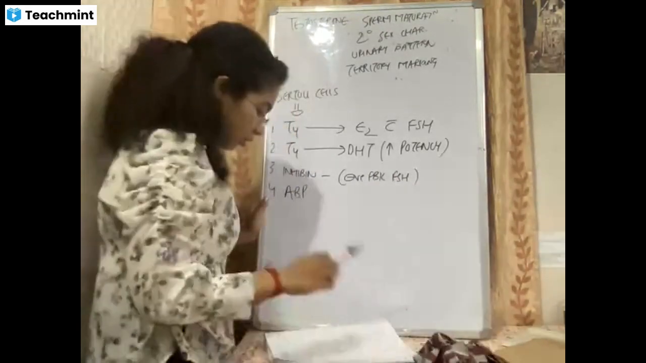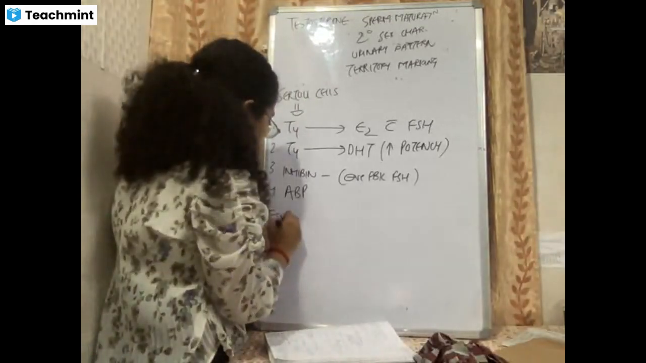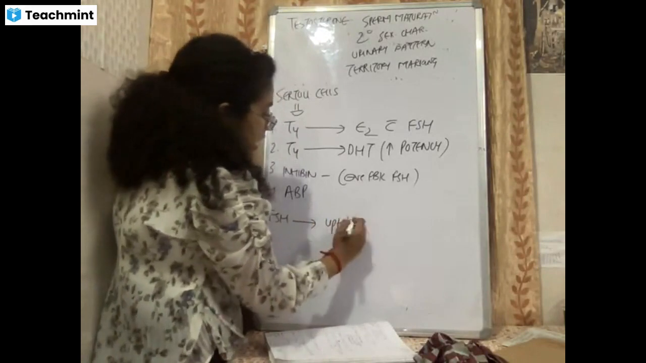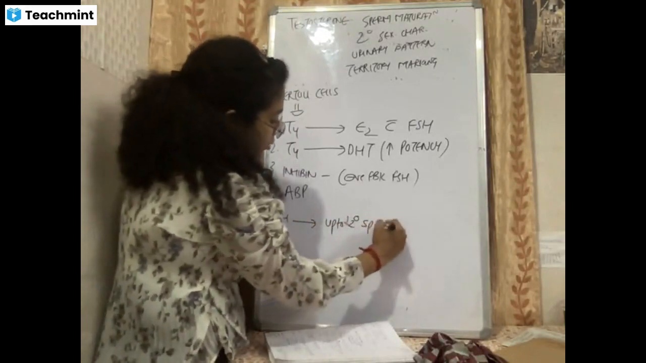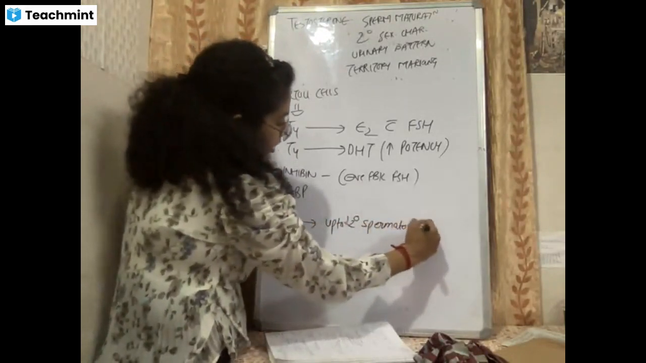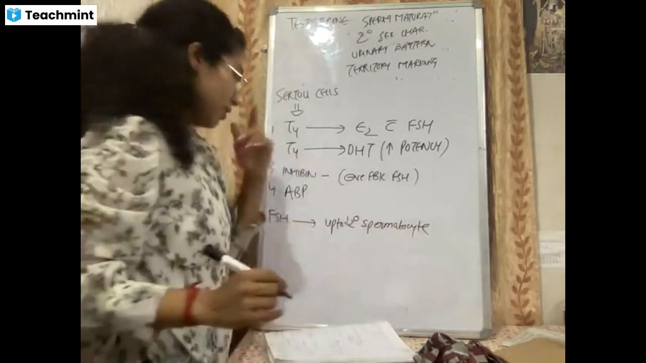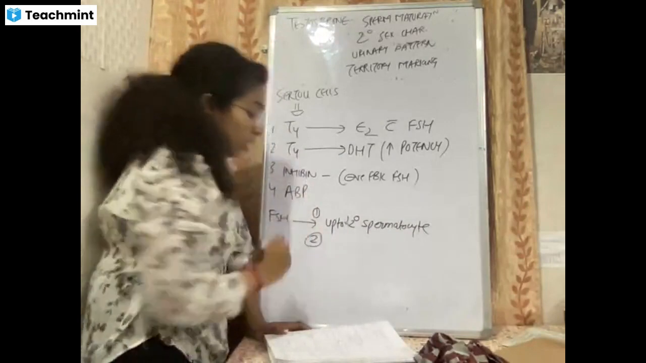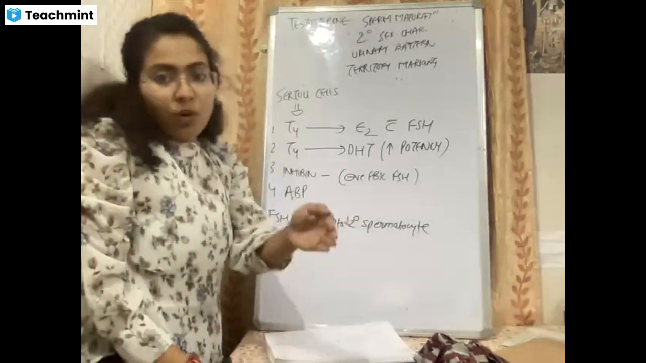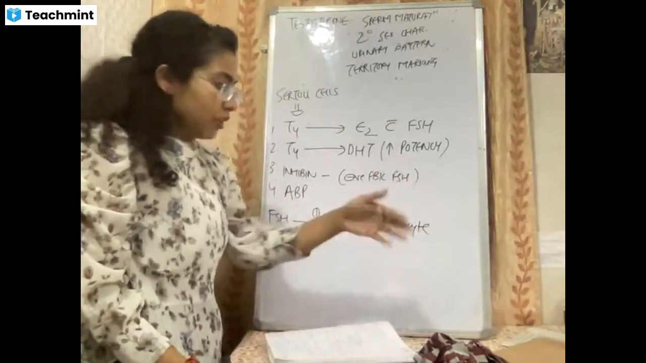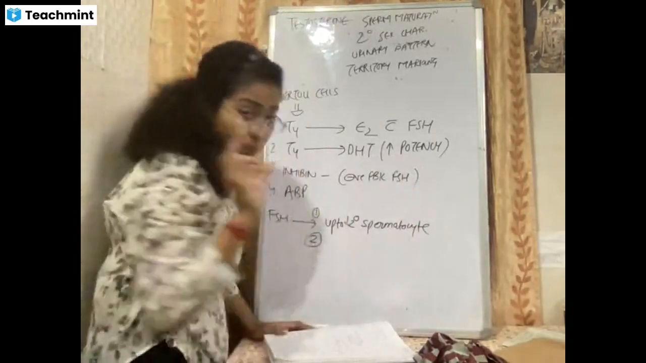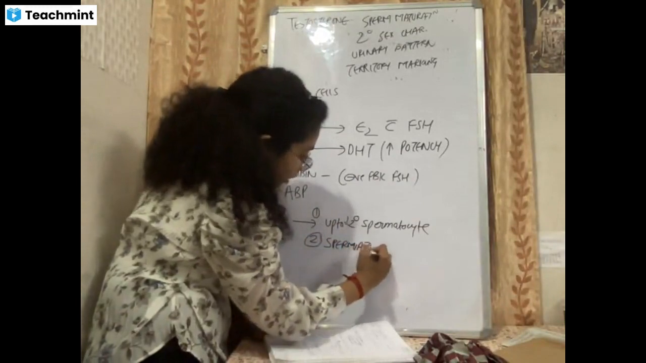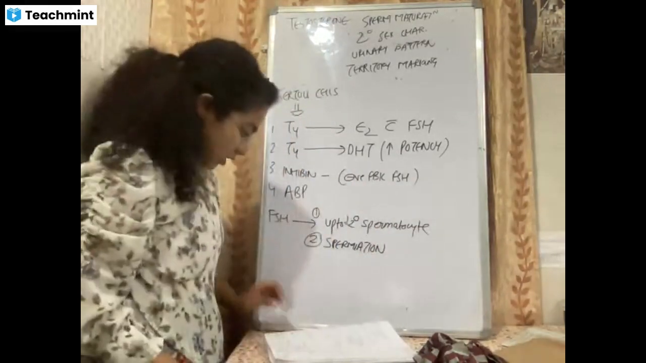Now I talked about FSH. In that FSH I told you that up to the secondary spermatocyte stage, FSH governs the spermatogenesis. First thing. Second thing, when the spermatozoa, the sperm, is going to the lumen, that process, spermiation, is also governed by this FSH. Remember this too. Spermiation.